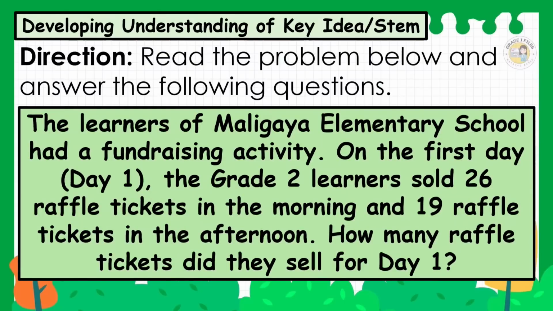Read the problem below and answer the following questions. The learners of Maligaya Elementary School had a fundraising activity. On the first day, or the day 1, the grade 2 learners sold 26 raffle tickets in the morning and 19 raffle tickets in the afternoon. How many raffle tickets did they sell for day 1?